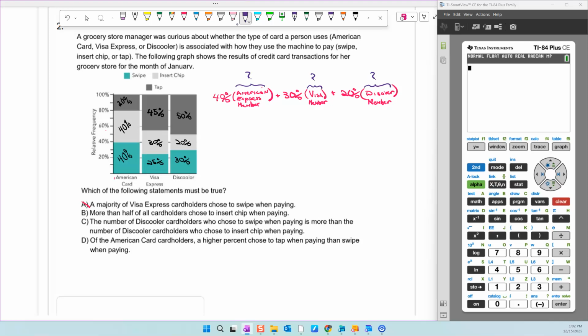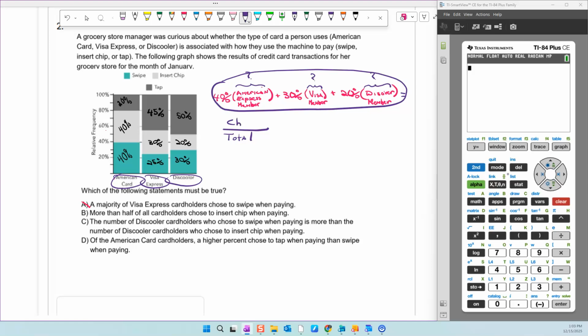In order to answer this question, you'd have to know how many cardholders are in each one of these groups, and you'd add those up. And then you would divide it by the number that we'd get for this. That would go up here. These were the people that insert the chip. So we can't get that without knowing how many people are in each group. So this, we don't know if it's true or not. So we're going to make that false.